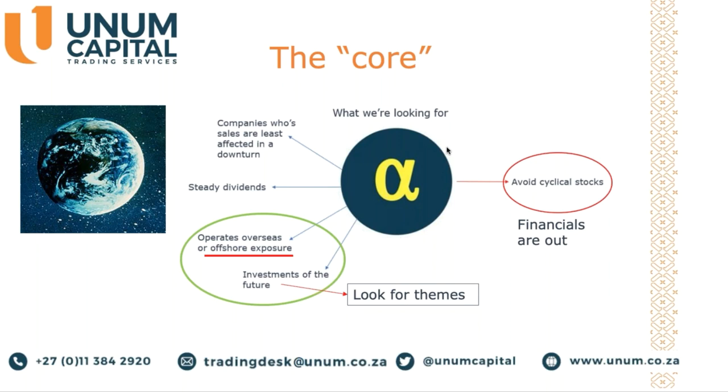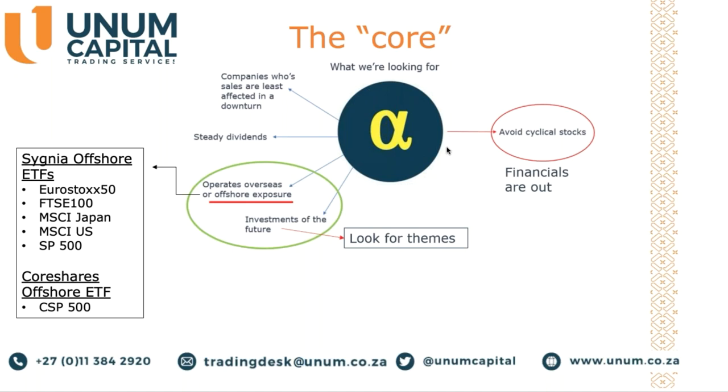But then, investments of the future, you've got to look for themes. Okay, we'll get to themes in a second. But in terms of offshore exposure, there are some ETFs where you can get that offshore exposure in rands in your local Johannesburg Stock Exchange account. You can get exposure to Euro Stoxx 50, FTSE 100, Japan, US, emerging markets, etc. This is the stuff that I looked at, and I've added the S&P 500 just to show that it's there. Core shares also has one. I hold it, but not for very much longer. Let's do the time warp again.